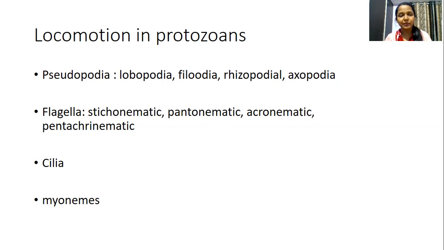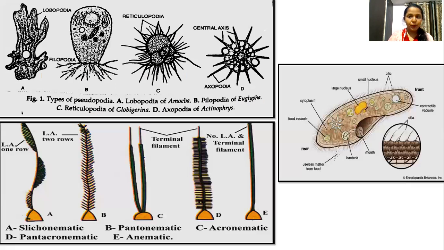Based on their shape, pseudopodia are differentiated into four different types, that is lobopodia, filopodia, rhizopodia, and axopodia. These are the four types of pseudopodia that will be seen in protozoans. So the first one is the lobopodia.